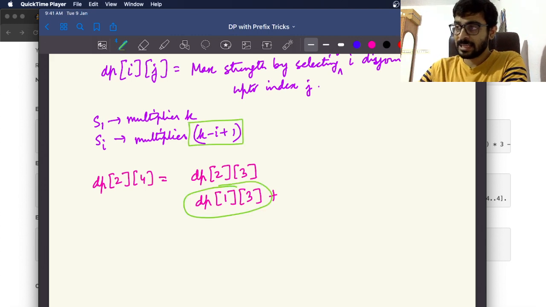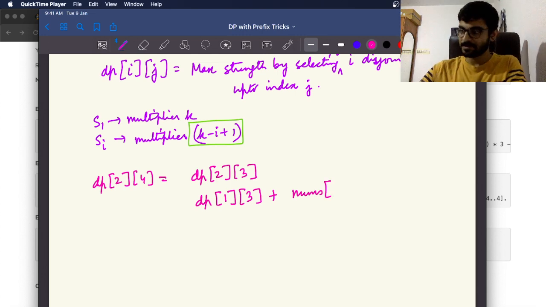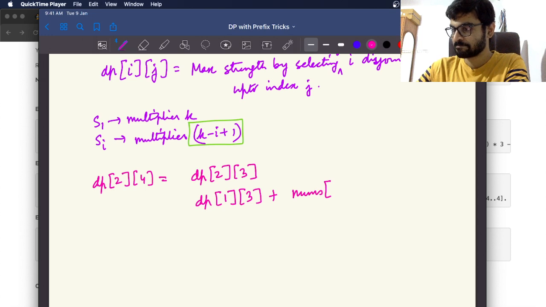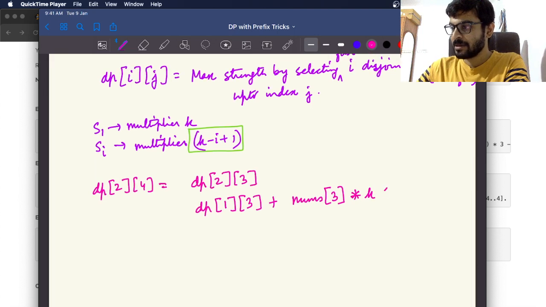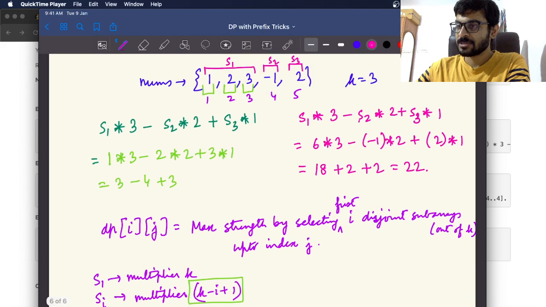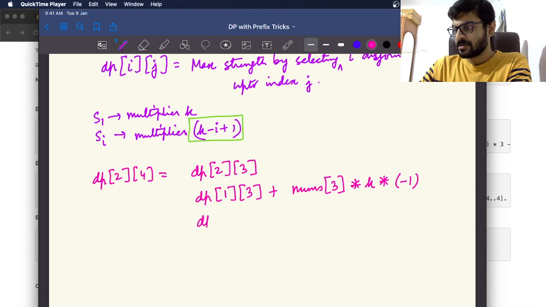So dp of 1, 3, this is the maximum till that previous point, and then we add the summation, which in this case is simple, it is nums of 3 only. Nums of 3 multiplied by that multiplier, which is k minus i plus 1, which is k minus 1 plus 1, which means k, multiplied by, here 2 is even, so in the even places we have a negative sign, so this will have a multiplier of minus 1.